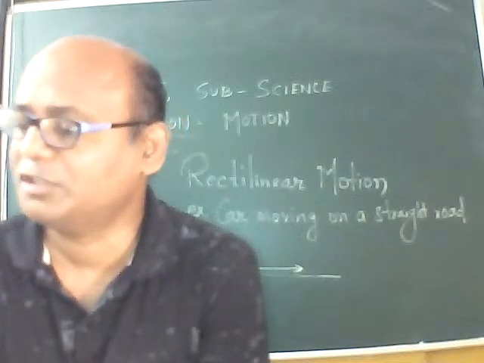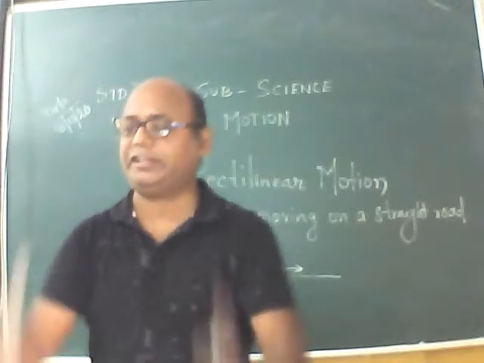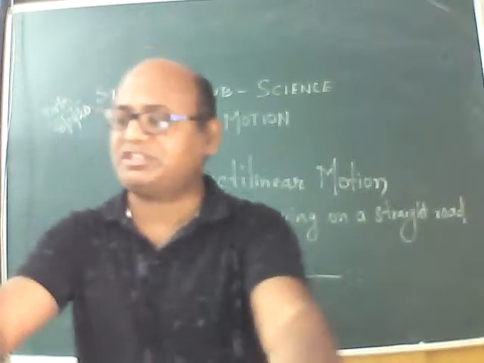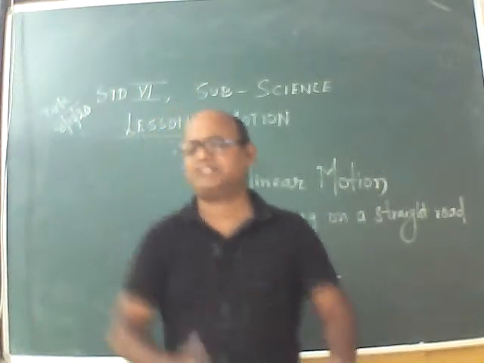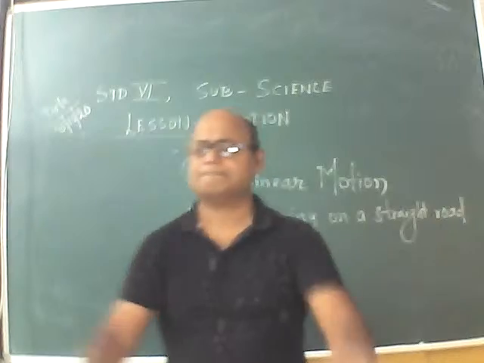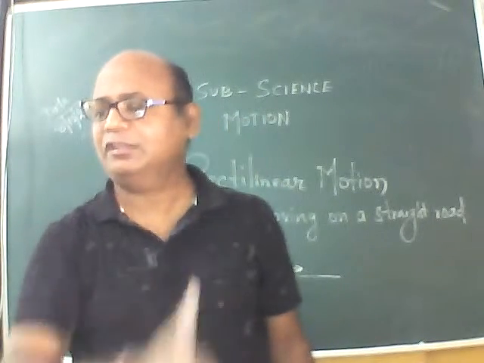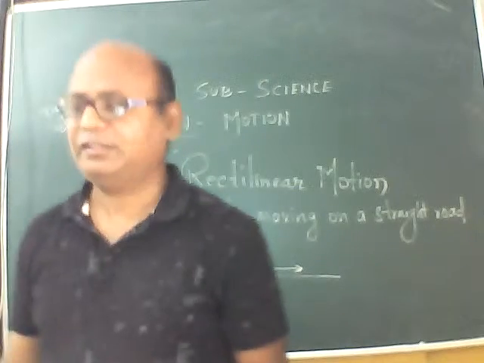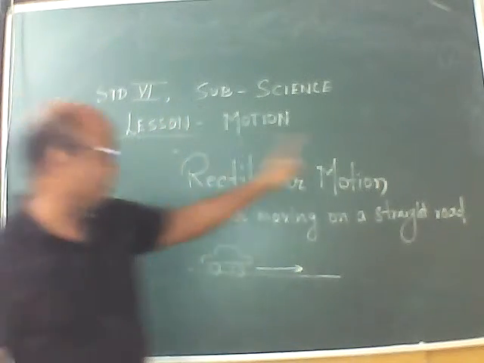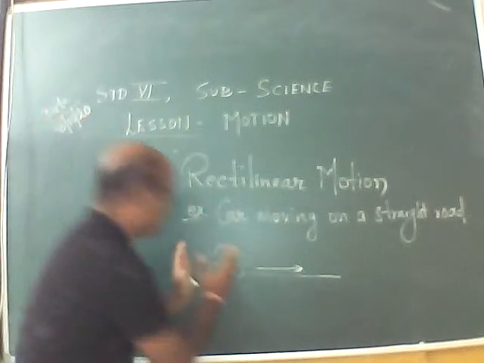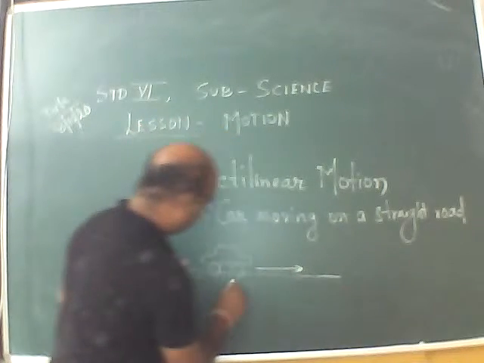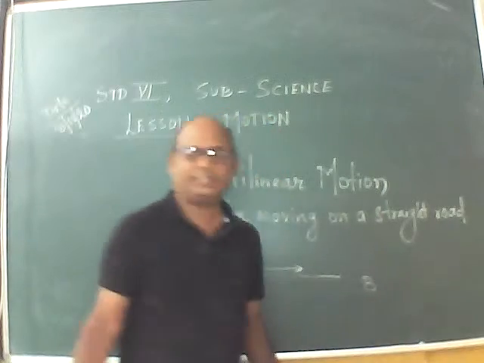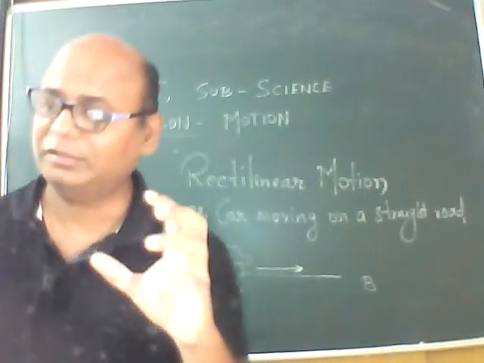A cyclist on a straight road. Santosh has given a very correct answer. Then Unnati, bike moving on a straight road. Yes, bike on a straight path, that is also a very good example. All of you have given very correct answers. Keep it up. Okay, that is rectilinear motion. Body as a whole moving from one point, point A to point B, in a straight path. That is rectilinear motion.